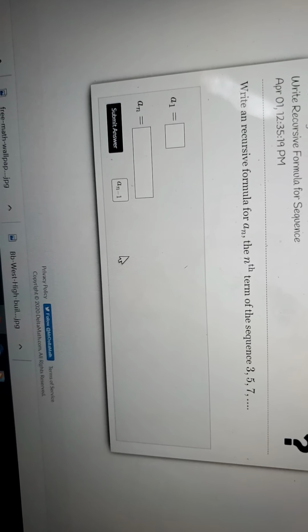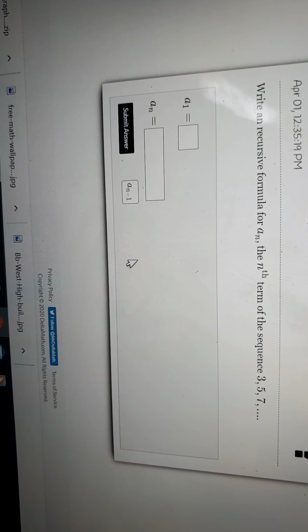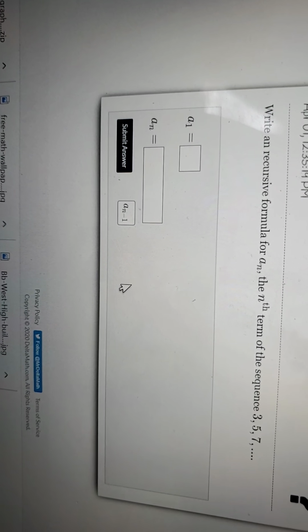All right, so that was recursive sequence level 1. Let's go to write recursive formula for sequence. It says write a recursive formula for AN, the nth term of the sequence 3, 5, 7, and so on. I know you guys can do patterns. I've seen you do that super well. I'm sure you can see the pattern already.